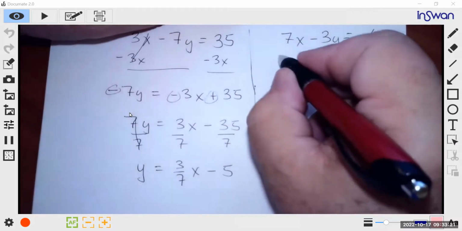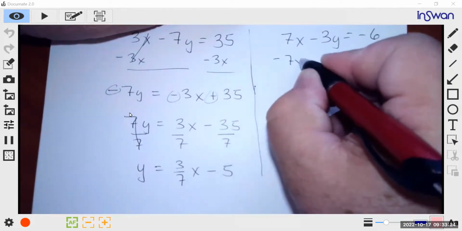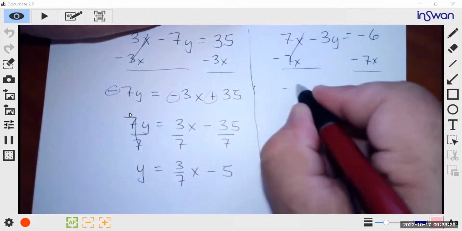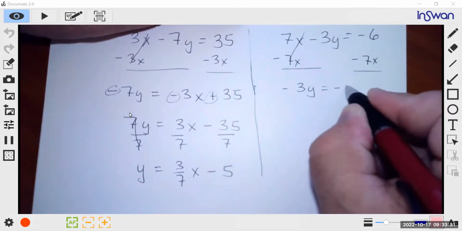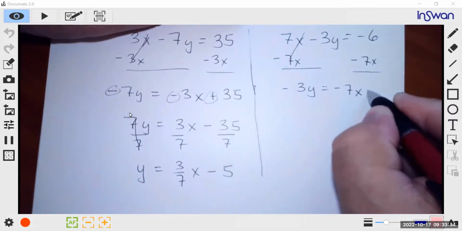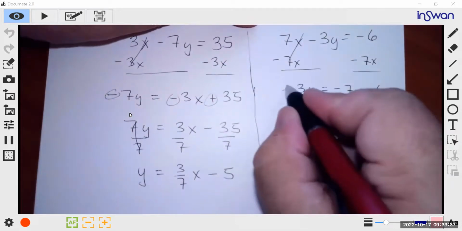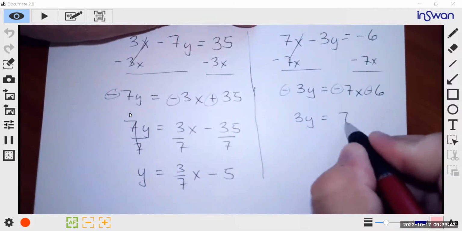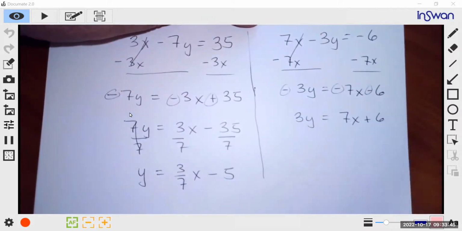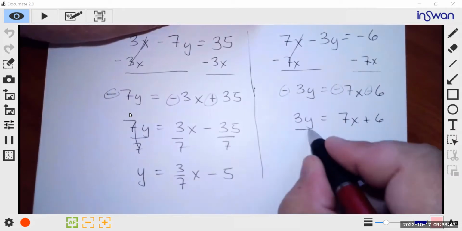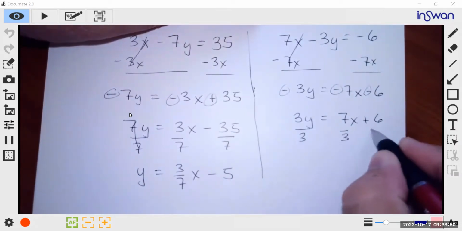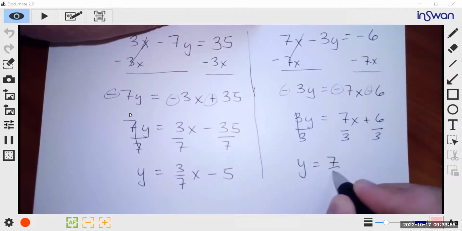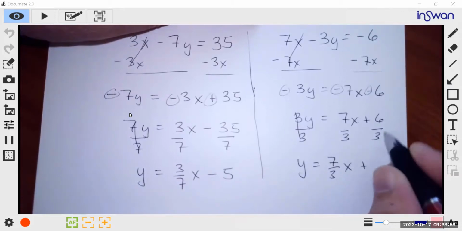Do the same thing on the other side. Solve for y. Subtract 7x from both sides. Negative 3y equals negative 7x minus 6. Change the signs. 3y equals 7x plus 6. Divide by 3. y equals 7 over 3x plus 2.